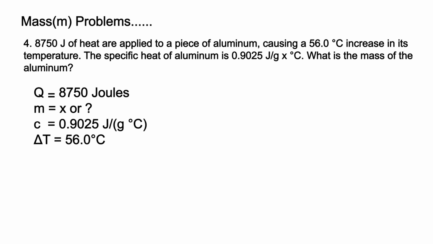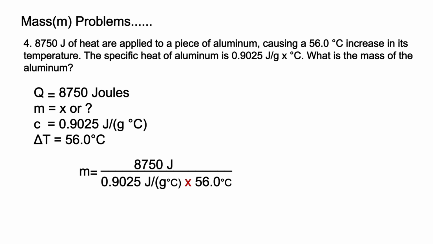And here's the equation. M equals 8,750 joules divided by 0.9025 joules per gram times 56 Celsius. And the answer would be 137 grams. Now, let's start doing more problems. So let's do number 5.